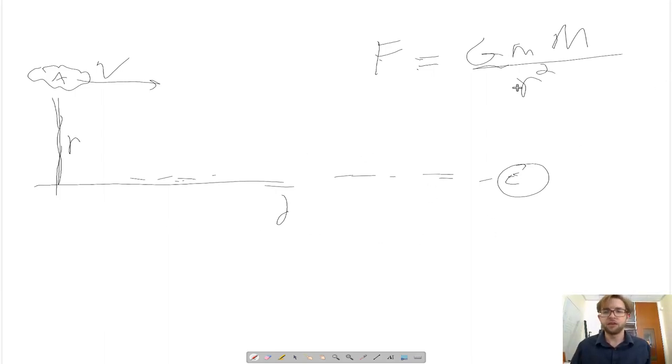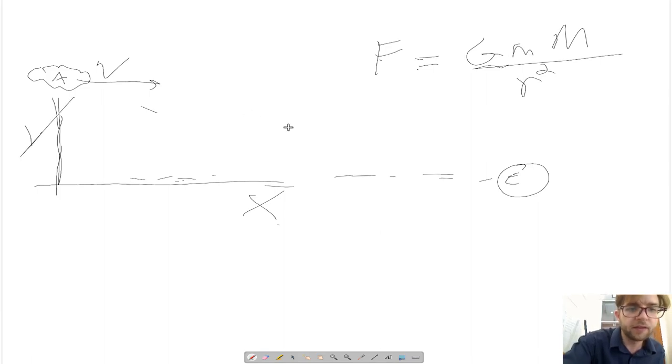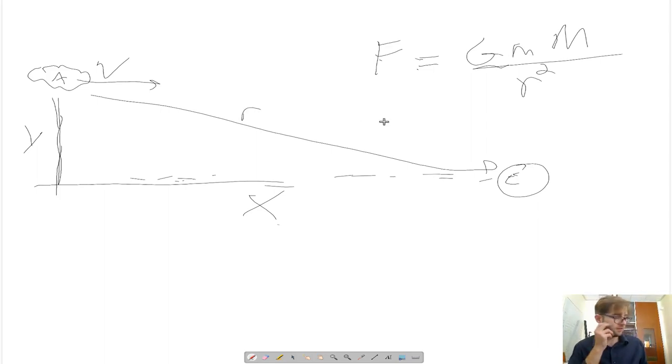So this, if D was zero, this would be true. So let's do this as X and Y, and this hypotenuse is R in this case. Okay? So because of gravity and the mass between these two, the Earth and this asteroid, the asteroid can actually be at some distance greater than the radius of the Earth away and still collide, right?